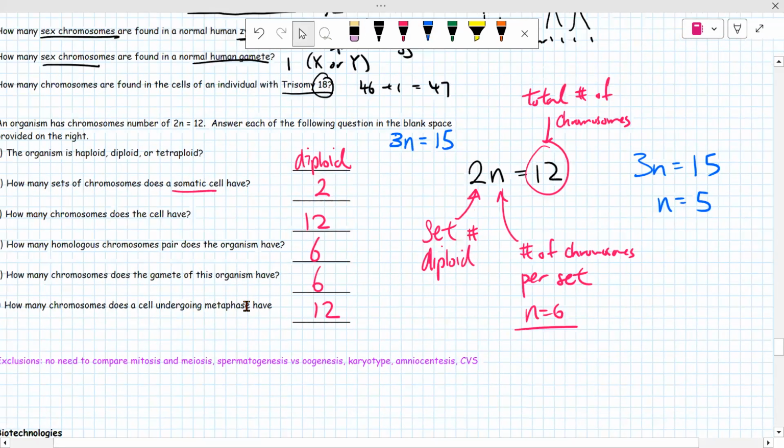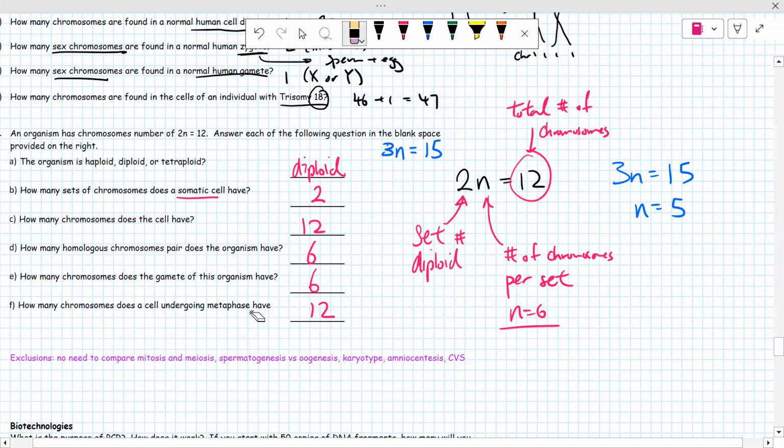So 3n equals 15. Let's write down what this means for us. 3n equals 15, so n equals 5. Is the organism haploid, diploid, or tetraploid? If it's 3, there are 3 sets, so we call this triploid. Tri is 3, like you learned these prefixes in chemistry when you name chemicals.